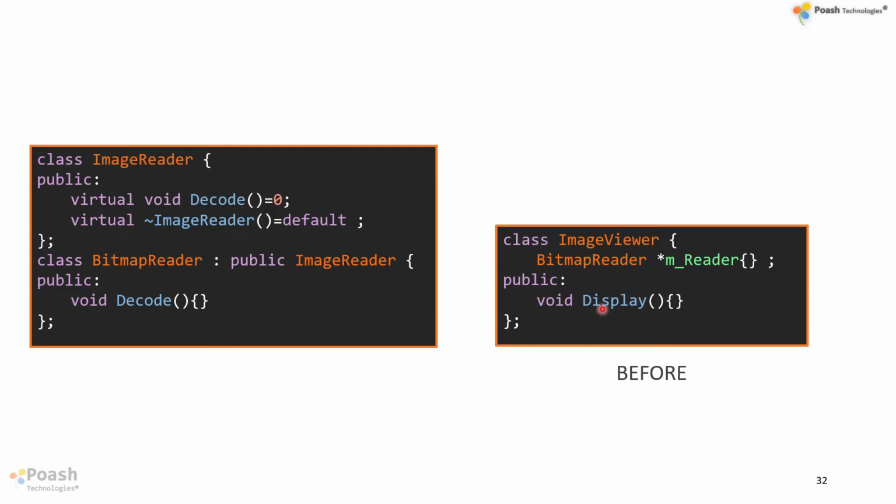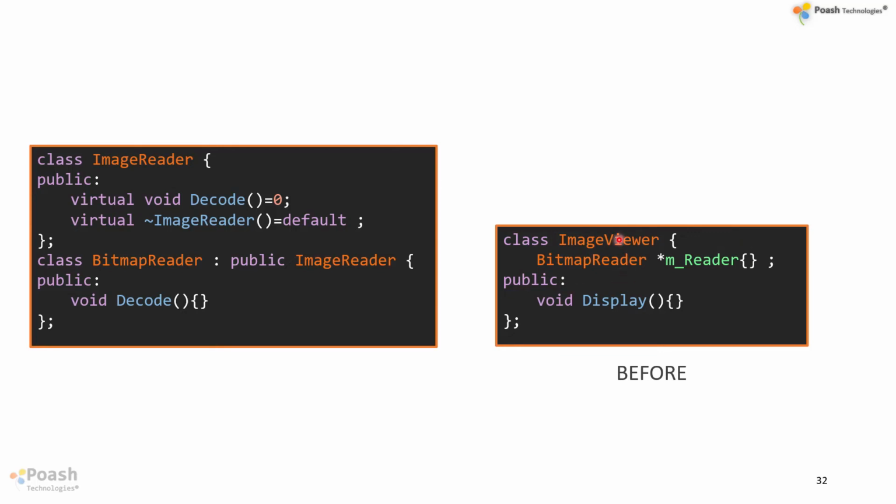But in this case, it gets tightly coupled with the bitmapReader class. In future, in this hierarchy, if more image readers are added, then you will not be able to use them easily in ImageViewer. You will have to modify this class to add support for more readers. So this violates dependency inversion principle and also the open-closed principle. Because ImageViewer is dependent on the concrete class and not the abstraction of the bitmapReader.